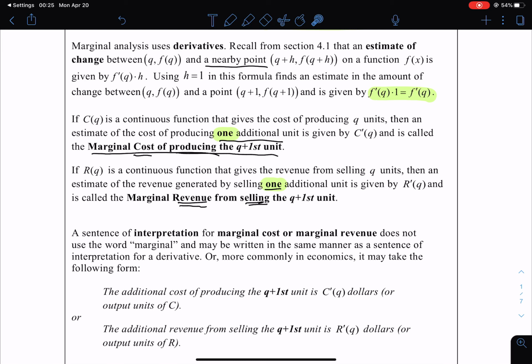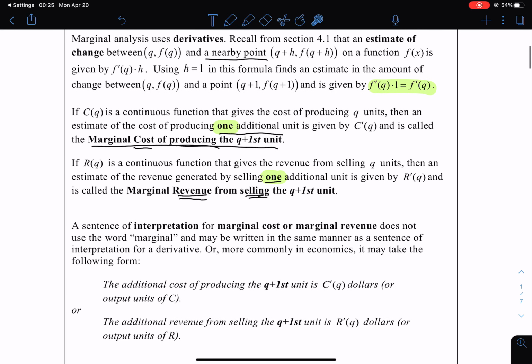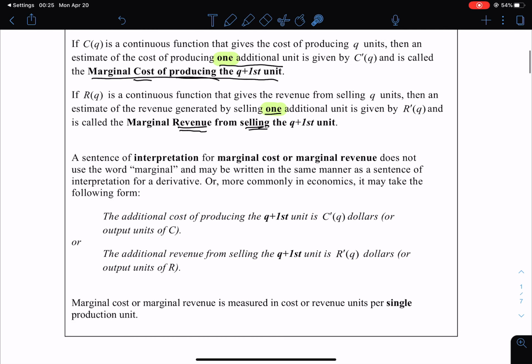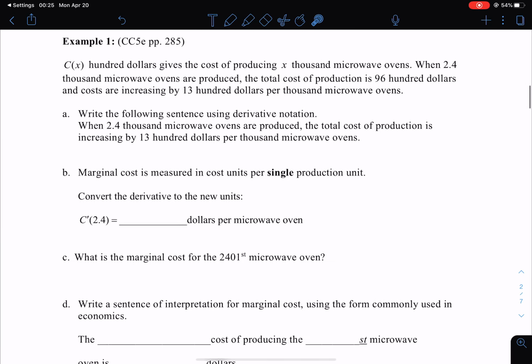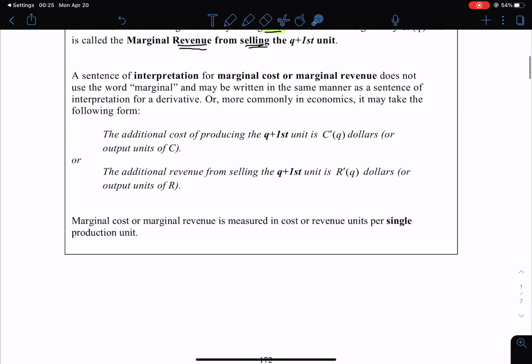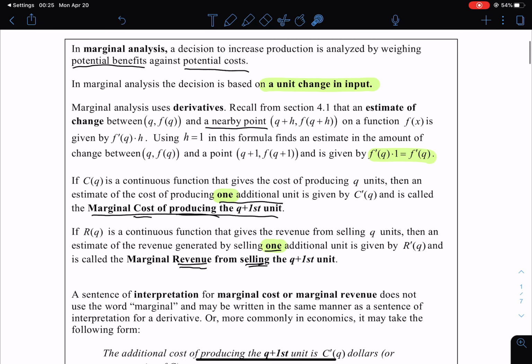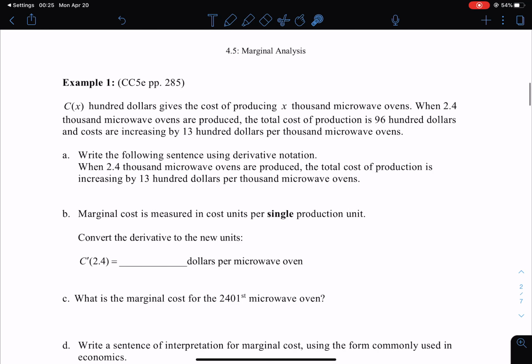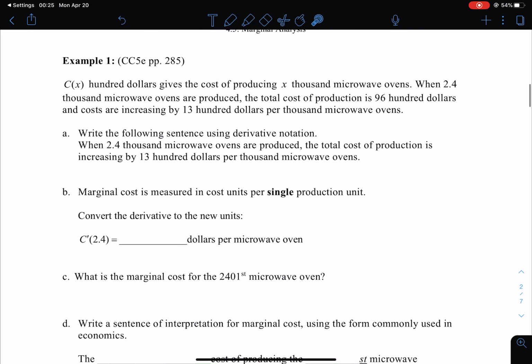And then this time, instead of using the C for the cost function, we use R for the revenue function. And the R prime of Q is called the marginal revenue from selling the Q plus first unit. And this part is about the interpretation. So first, let's finish. We will come back to this part later after we finish one example in this part. All right. So please finish example 1.